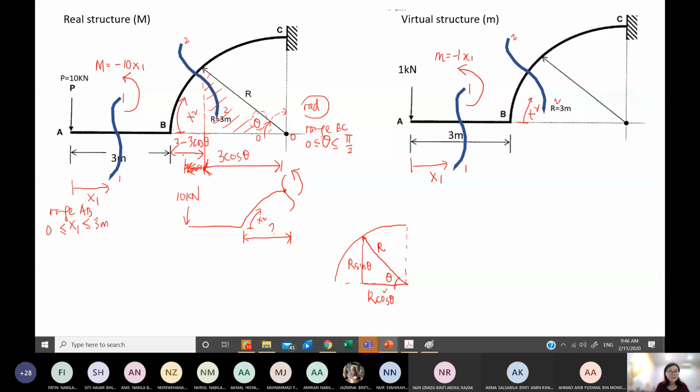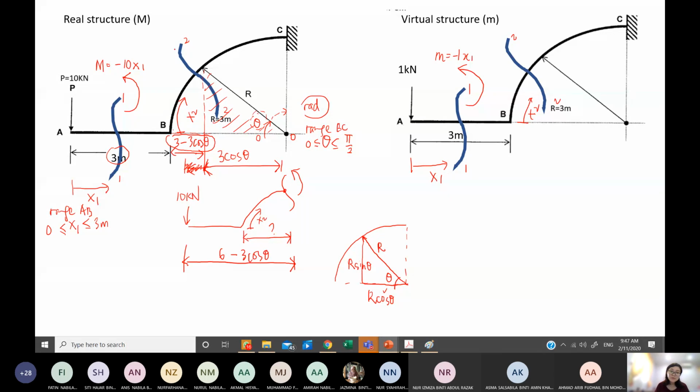So what is the distance from the 10 kilonewton to this point, how much then? 6 minus 3 cos theta. Thank you very much. Okay, I hope my drawing is clear. So from here, you just need to sum up this 3 meter plus 3 minus 3 cos theta. Then you get 6 minus 3 cos theta.